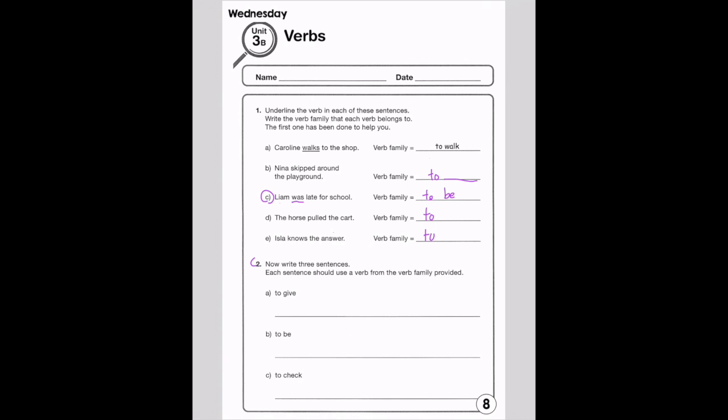Okay, so now in number 2, I'd like you to write 3 sentences. Each sentence should use a verb from the verb family provided. So the verb family to give. That means you could use giving, gave, anything that's present or past tense of the word give, the verb give. Okay, anything in the to be family, so was or am, okay? To check, could be checked, checking, okay? Checks. You can use any tense, past, present, or future of the verb in the verb family to form your sentence.